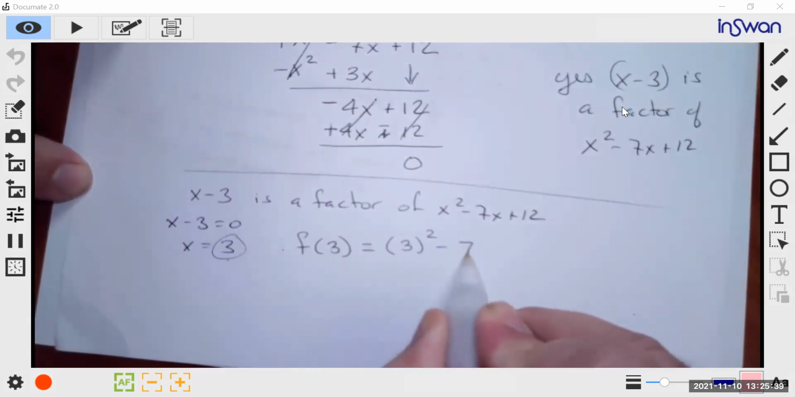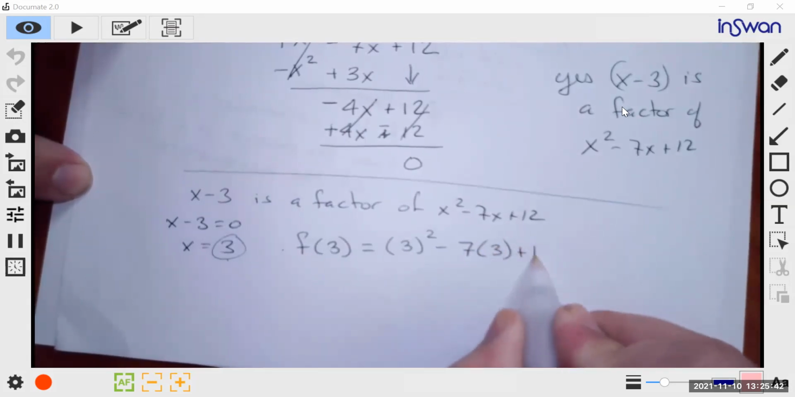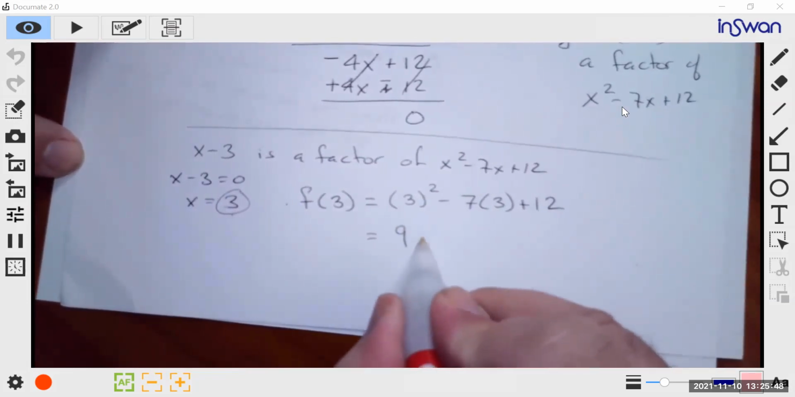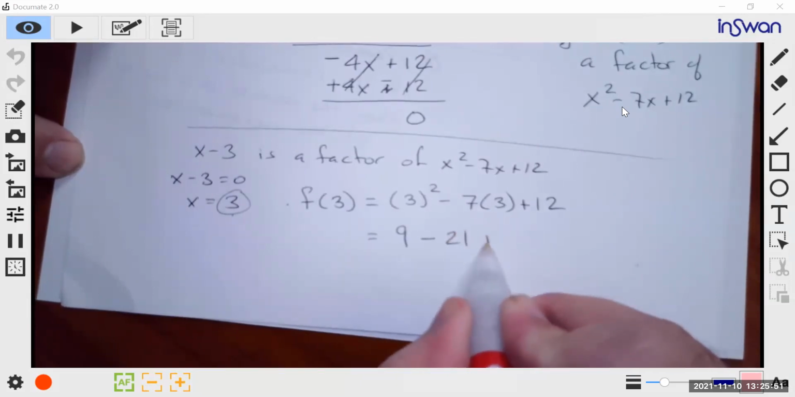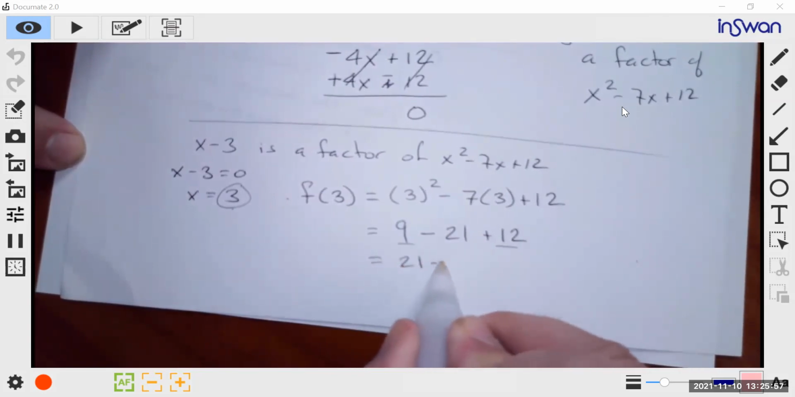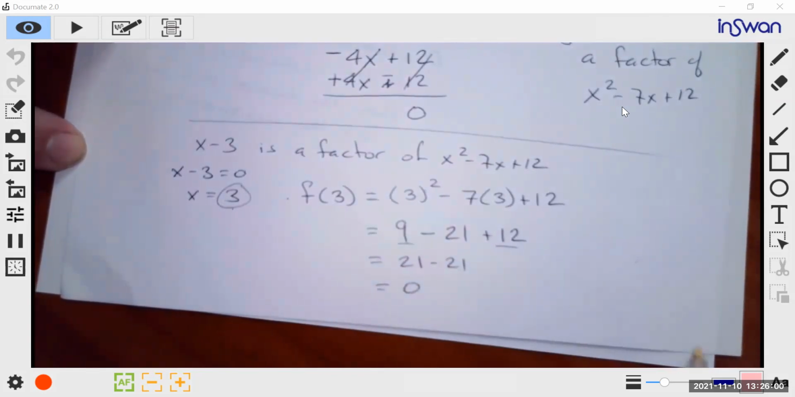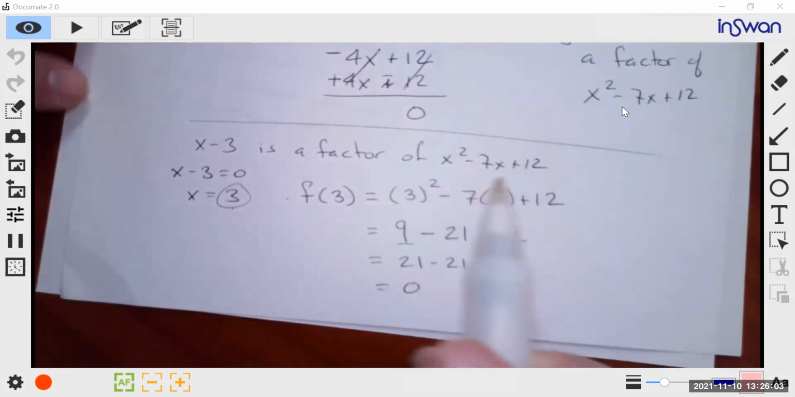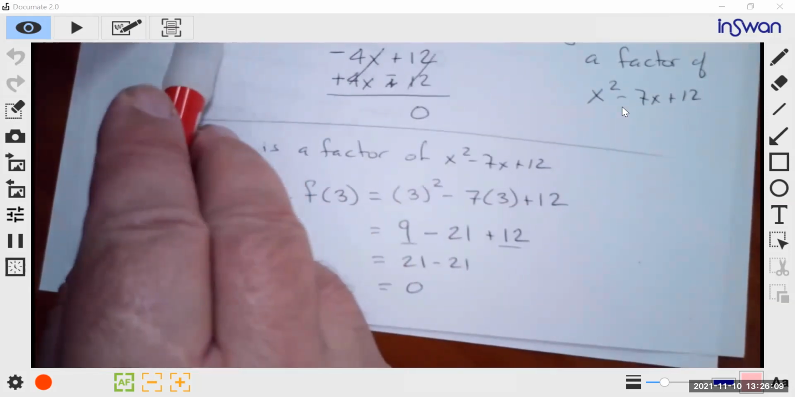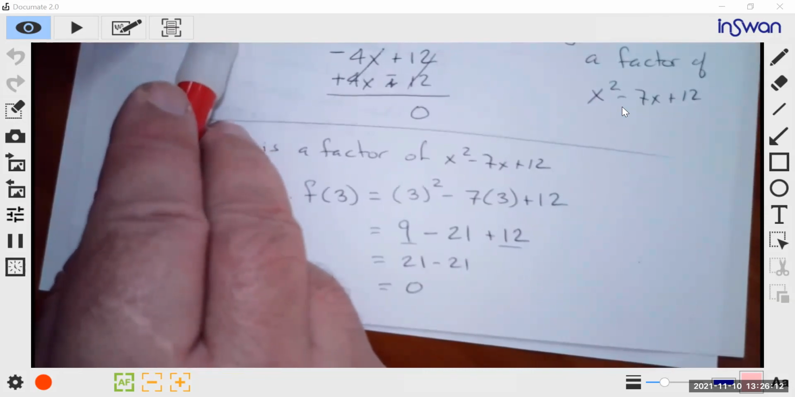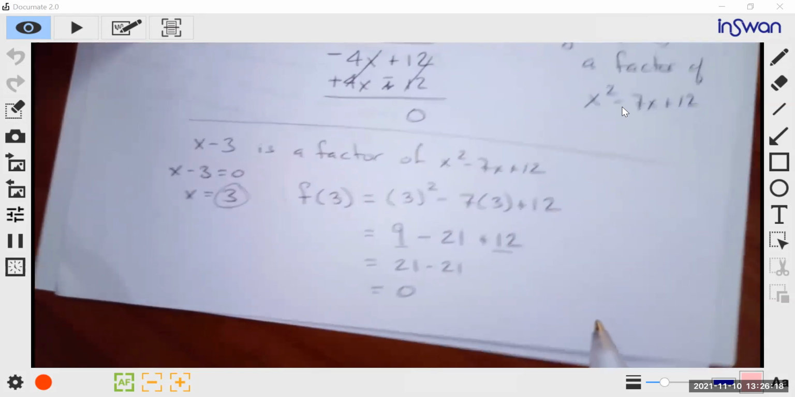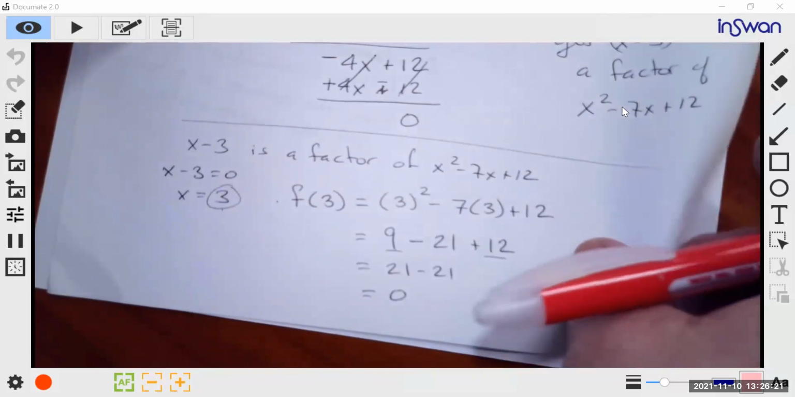Three squared minus 7 times 3 plus 12. 3 squared is 9. 7 times 3 is 21. 9 plus 12 is 21. So in other words, if you don't feel comfortable doing long division, what you could do is just find the zero of that denominator and plug it into the equation. That's another way of doing it.